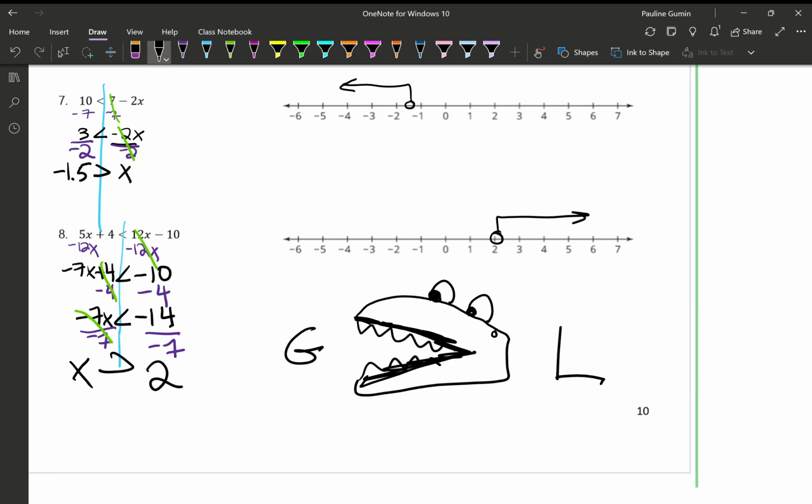So in number 8, x is on the open end of the mouth, so it's greater. Number 7, x is on the other side. It's on the closed end of the mouth, so it's less. That's kind of how I think about it. That is such a cute alligator. I am proud of that alligator.